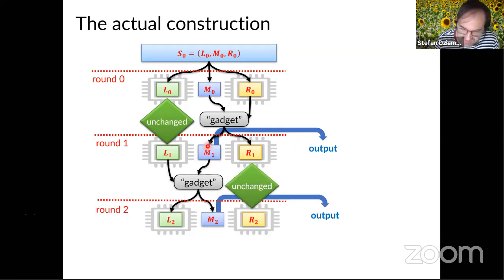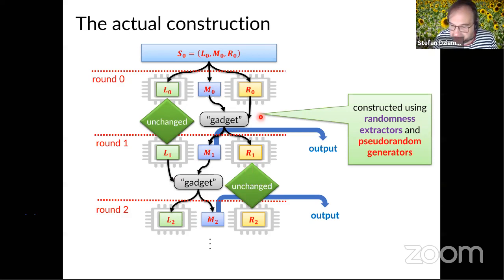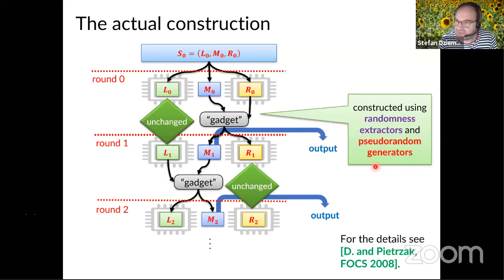And then you alternate. Then you look at this M, that was the previous output. You take L and you apply the gadget. Then R becomes unchanged and so on. So it alternates. And this gadget was constructed using pseudo-randomness, using randomness extractors and pseudo-random generators. That was a complicated, rather theoretical construction. For the details, you can see the paper.